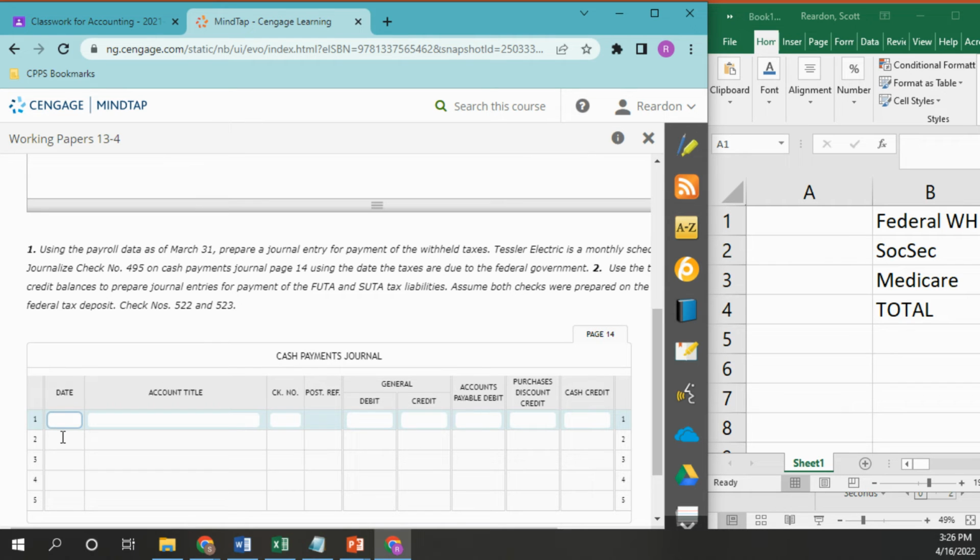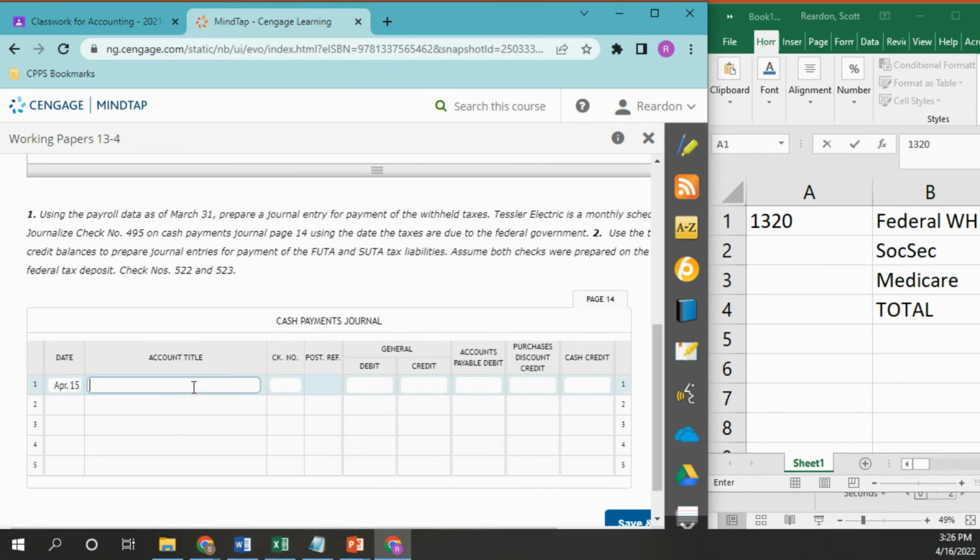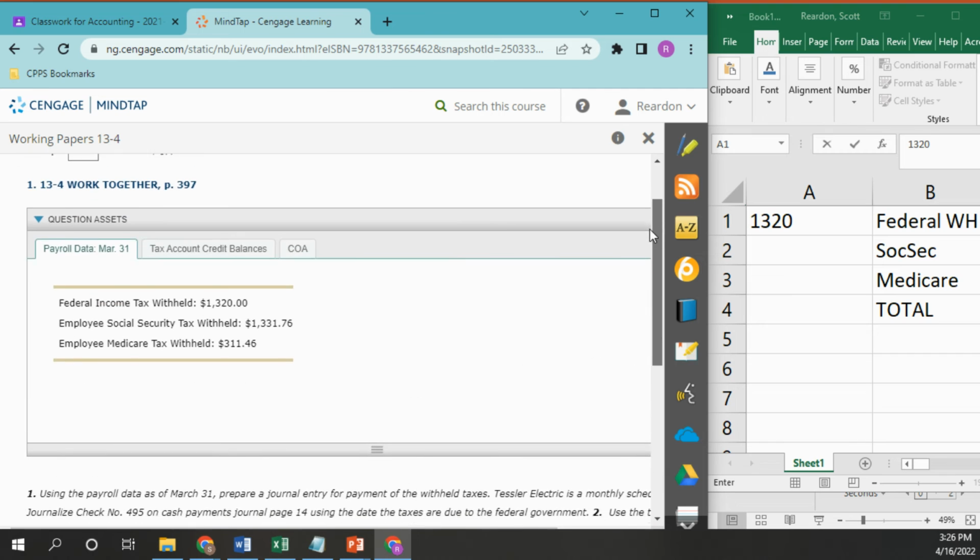First of all, the date is going to be April 15th, the 15th of the month following the end of that payroll. Okay. First thing we have is, I'm going to use my little spreadsheet over here, 1320. And that's going to be federal income tax payable, check number 495 for 1320. I'm going to worry about my cash credit when I'm done here. Okay, that's federal income taxes payable.